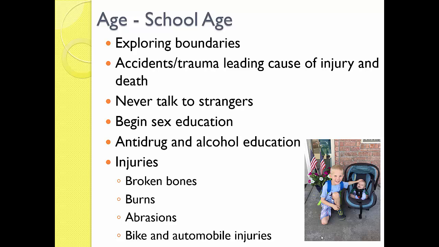Moving into school age. Again, exploring their boundaries, learning how to be more independent. This can lead to concerns of accidents and traumas. That is one of the leading causes of injury and death that we see at this age, especially during summer months. There are a lot of these injuries that occur. Again, teaching them to never talk to strangers. Even this early we need to start talking to them about sex education, anti-drug and alcohol education. And then the common injuries that we see with these kids: broken bones, accidents, traumas, burns, abrasions, bike and automobile injuries. So lots of accident prevention and education with this group.